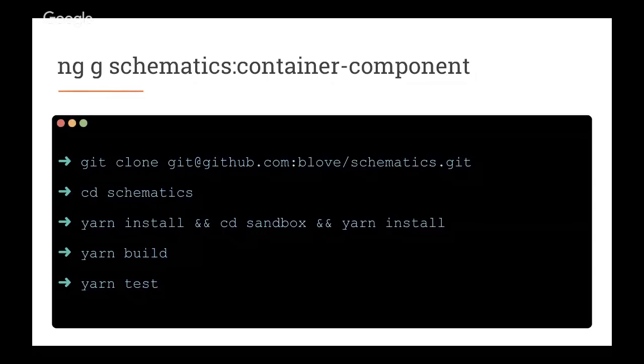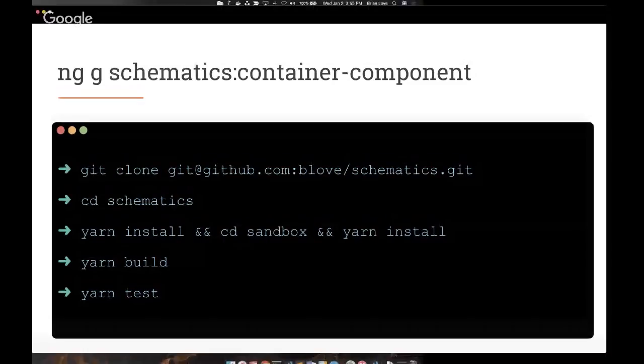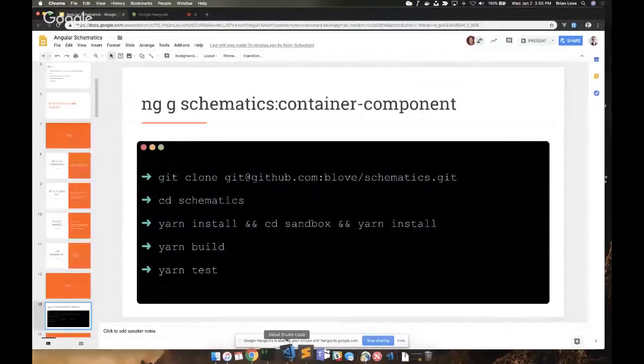The first thing we're going to do is clone this repo, which I've already done. And I've already done the yarn install and installed it in my Sandbox. We'll talk a little bit about the Sandbox later. Actually, Kevin will. And then I'm going to build my schematic, and then I'm going to run this test command. And we should see in VS Code this get created. So let me go ahead and switch over.